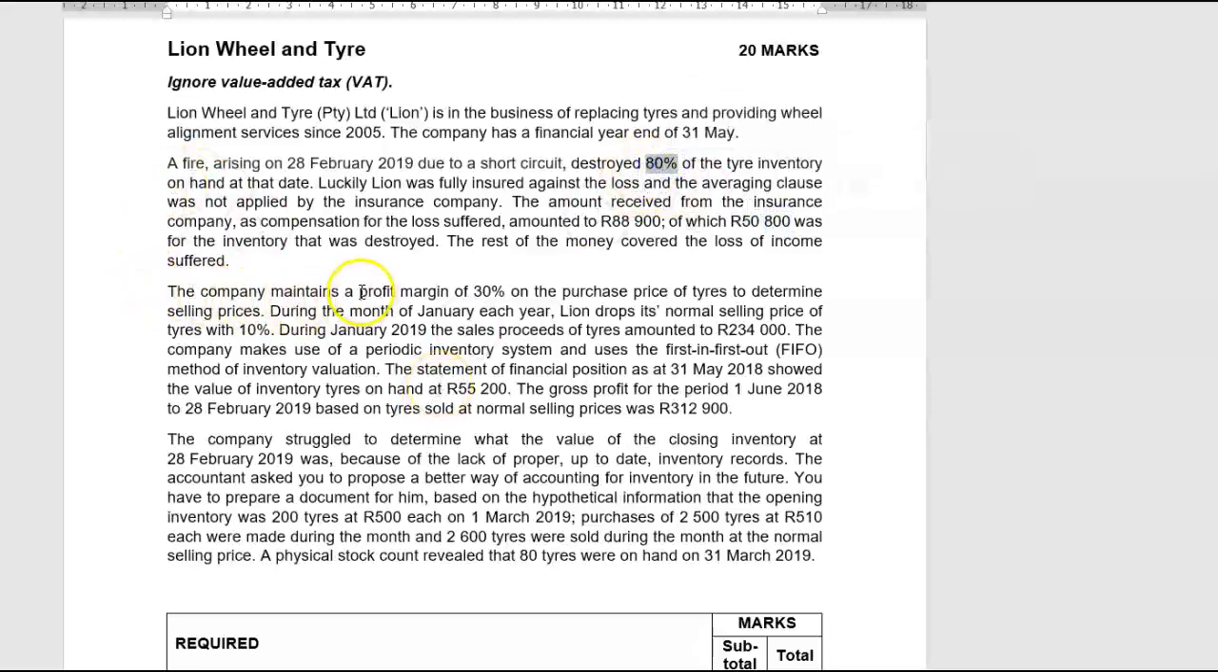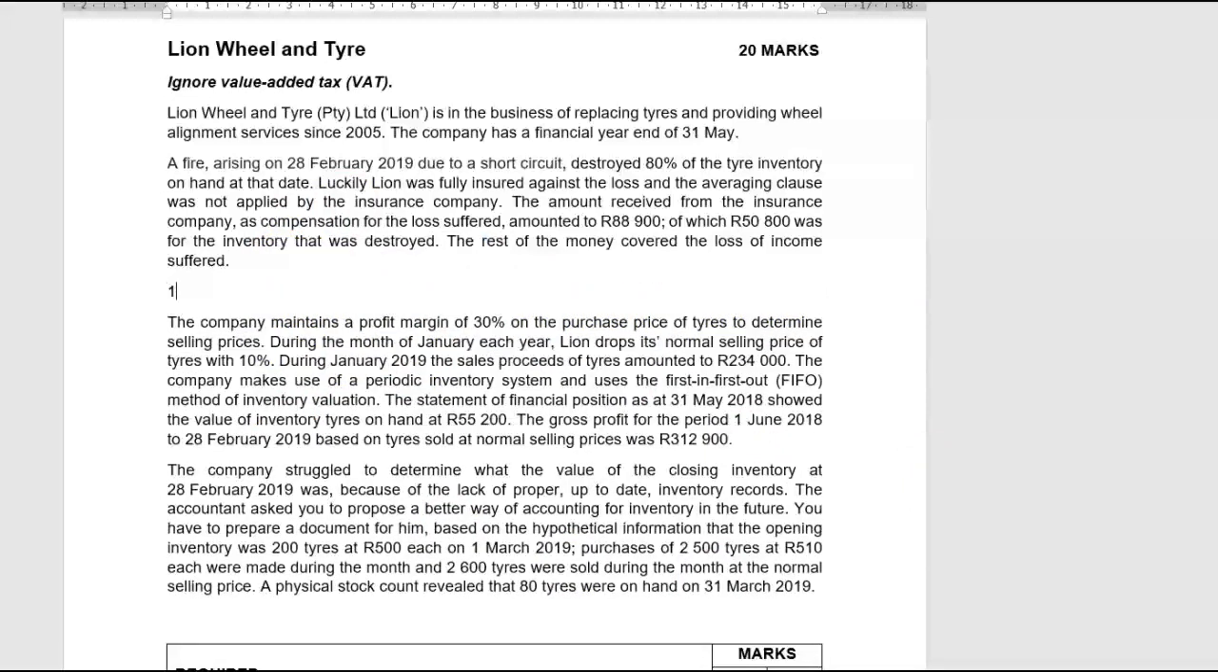The company maintains a profit margin of 30% on the purchase price of tires to determine selling prices. So if you have to write down your cost formula at this point in time, it would have been 100 plus 30 equals 130. Normal.